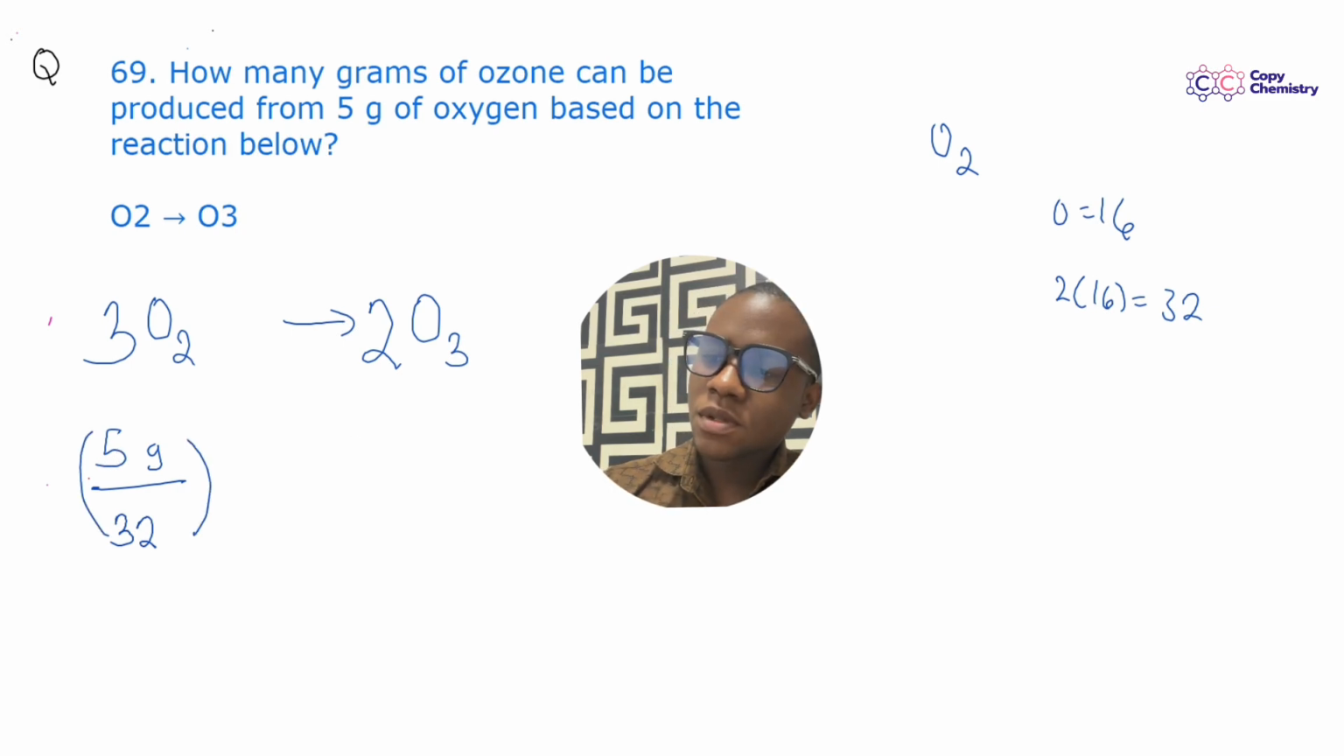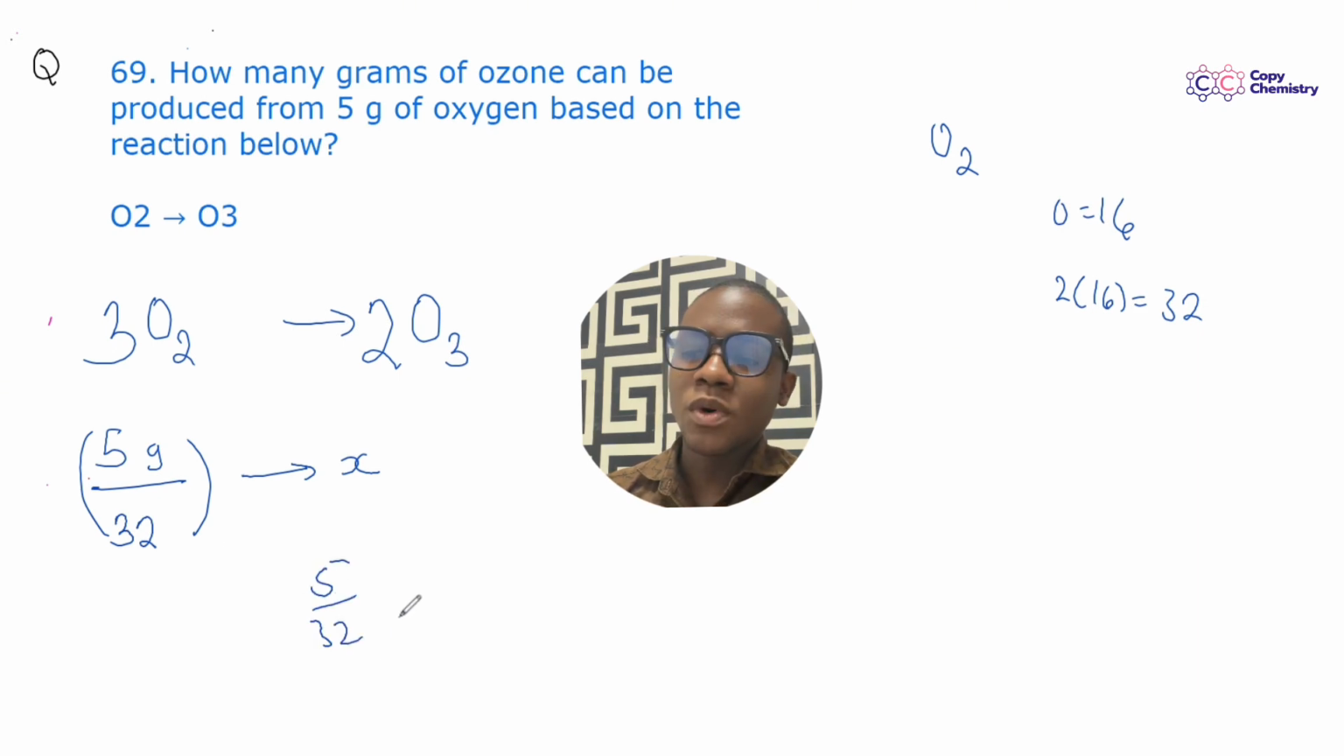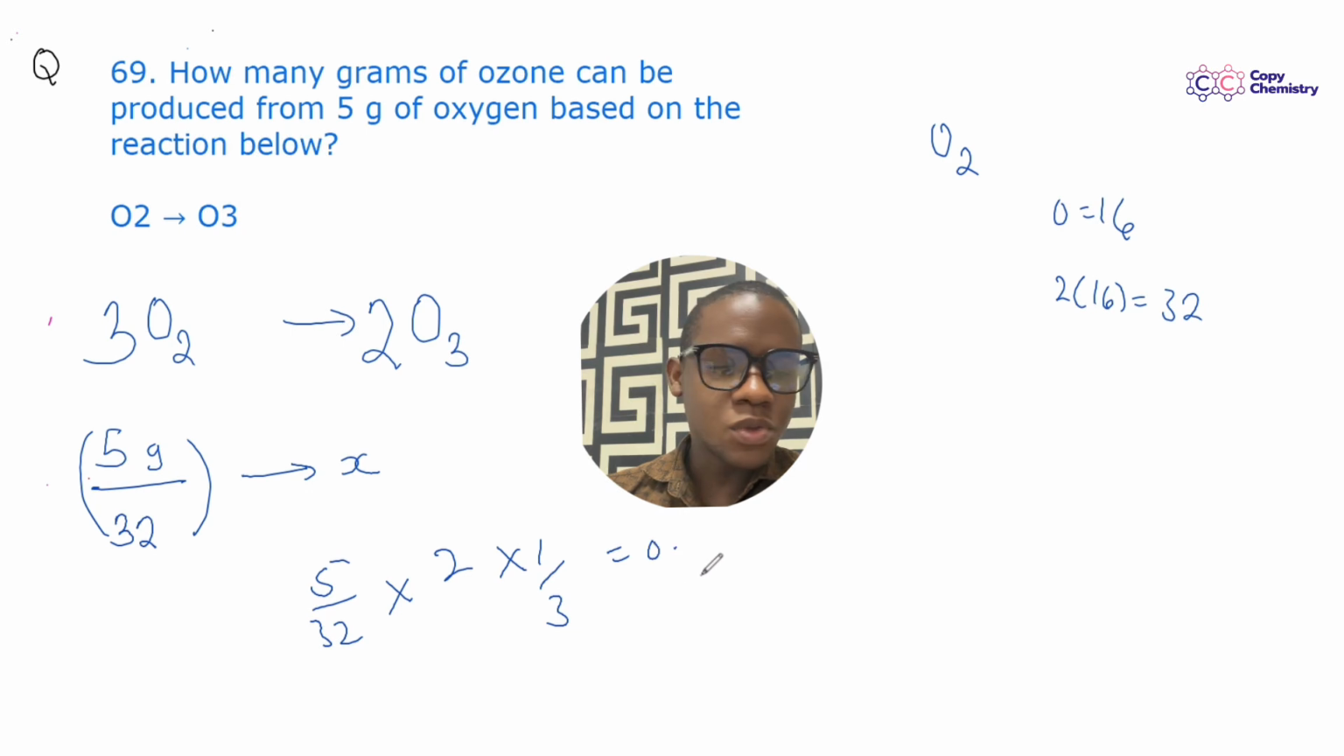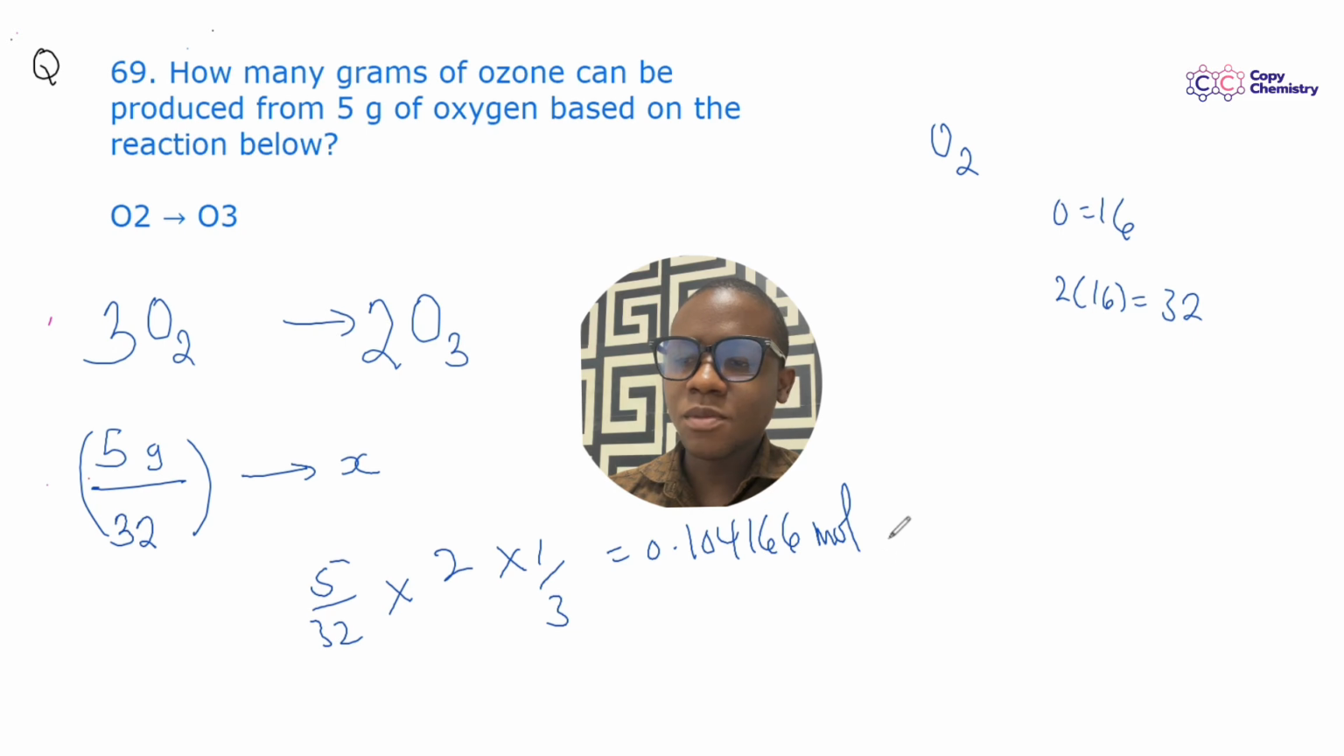We're trying to figure out how many grams of ozone will be formed. So let's figure out what moles of ozone will be created first. That would be 5 divided by 32, whatever that gives us. We'll multiply it by 2 and then divide it by 3, which is this, by the way. So calculate all that and then you have 0.104166 in moles. This is the mole of ozone that is created.